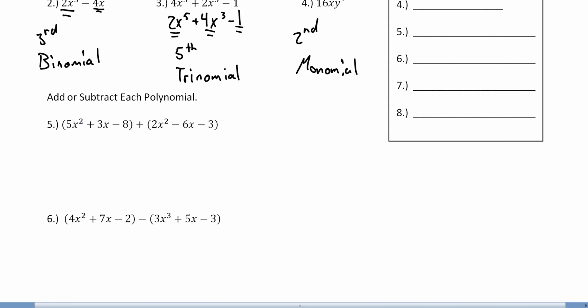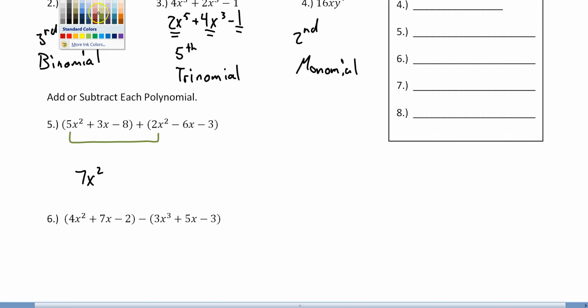Next one, add or subtract each polynomial. Remember, when we're adding, we just combine like terms. Like terms have the same variables with the same exponents. So when I look at these, the 5x squared and the 2x squared are like terms because they have the same variables and the same exponents. So I just add them up. It's a 7x squared.